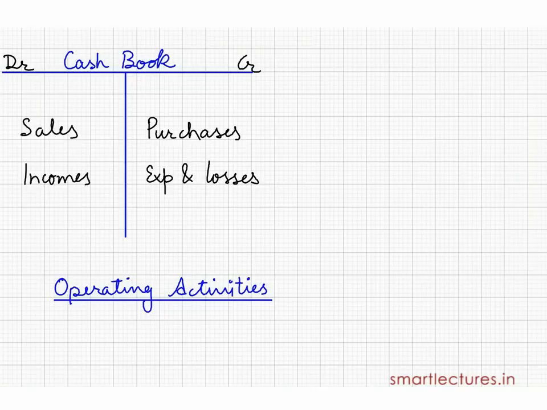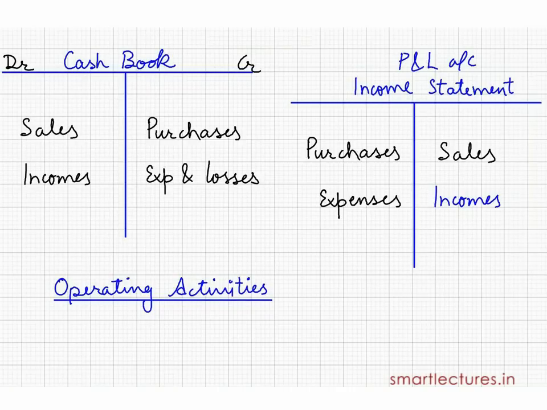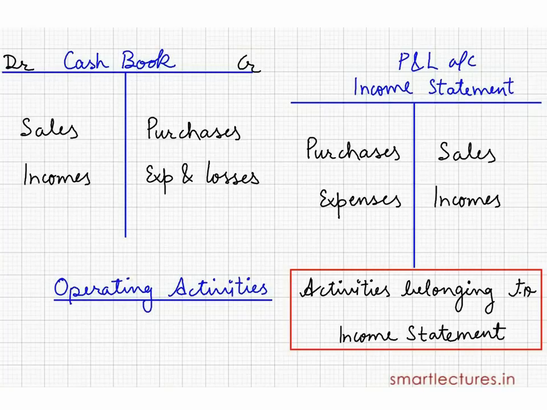One thing more, all these operating activities, they go to the profit and loss account, or you can say they belong to the income statement. I would like to remind you the income statement or profit and loss account. You know, it is prepared in T shape. On the debit side, you find purchases, and on the credit side, you find sales. On the debit side, you find expenses, and on the credit side, you find incomes. So, all activities which belong to the income statement are operating activities.